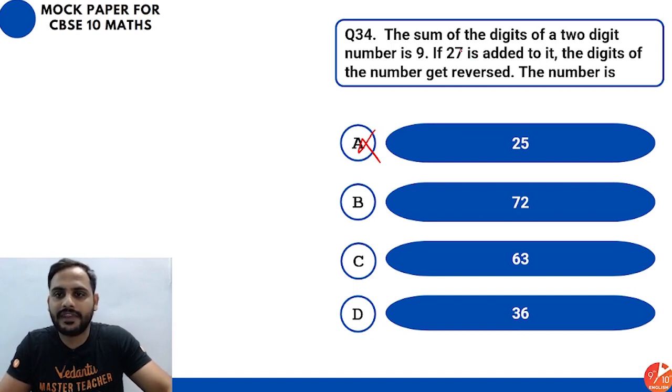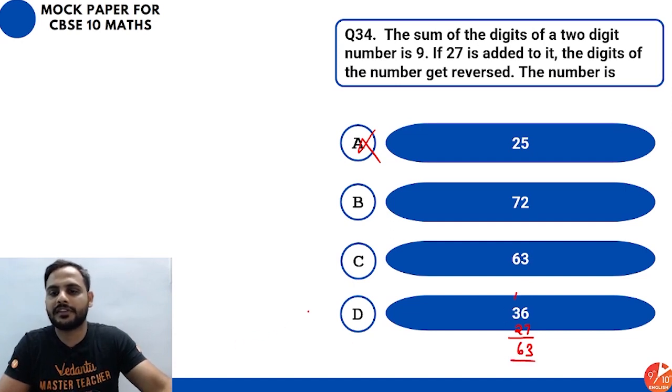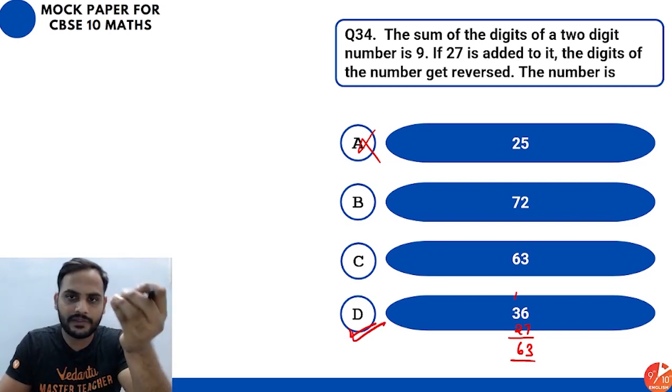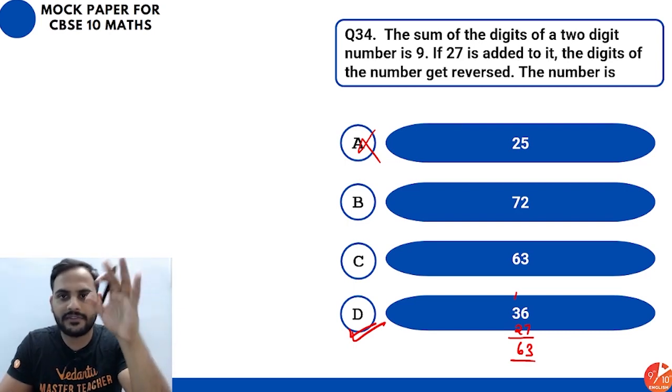Okay. Now if we add 27 to it, the digits will get reversed. In 72, if I add 27, it will not become 27. Digits will not get reversed. In 63, if I add 27, digits are not getting reversed. But in 36, if I add 27, you will see that it is becoming 63 and the digits are getting reversed. So without making any equation, we can solve this question. Just simplify, put the value, get the answer, see which option is satisfying this.